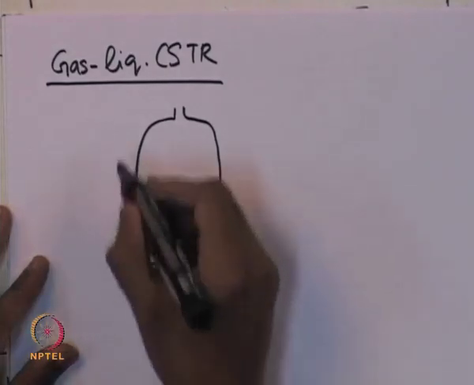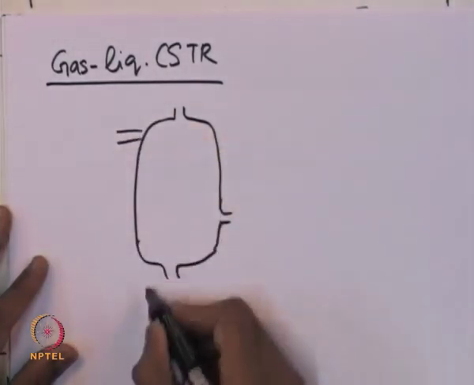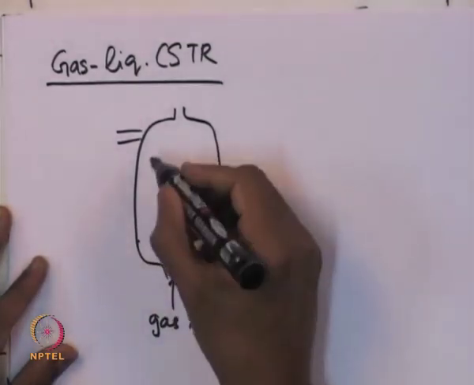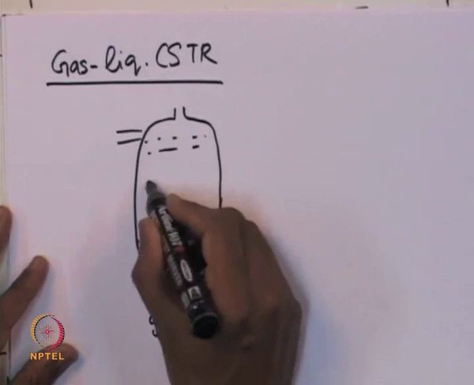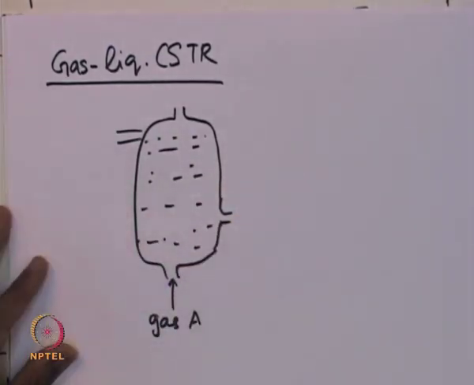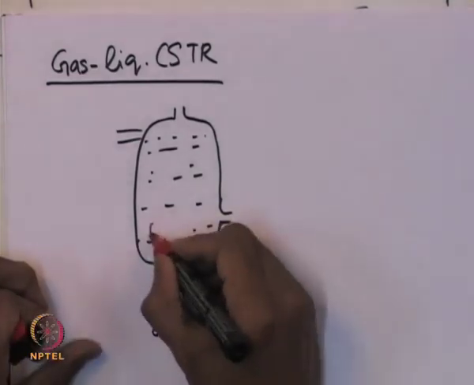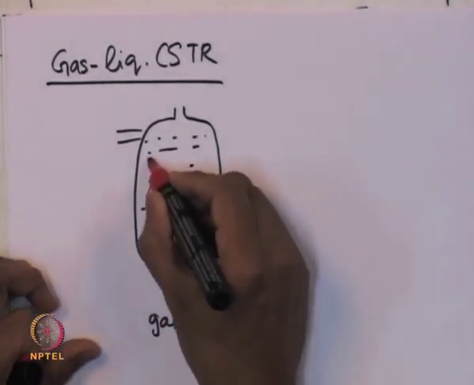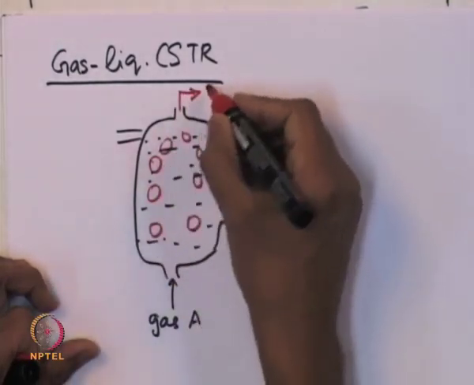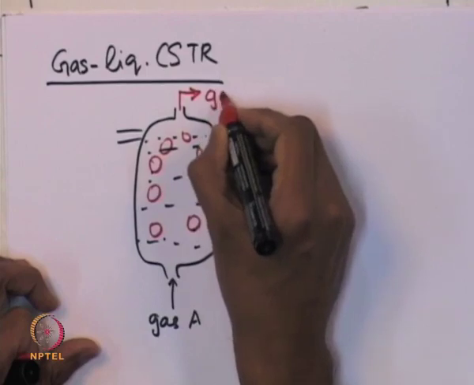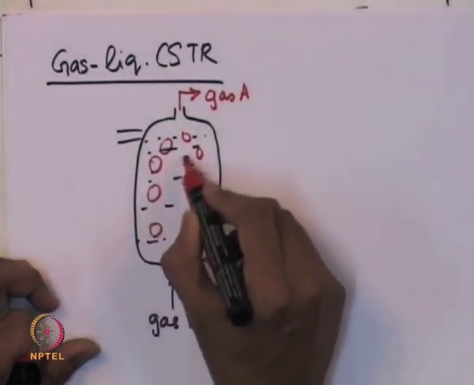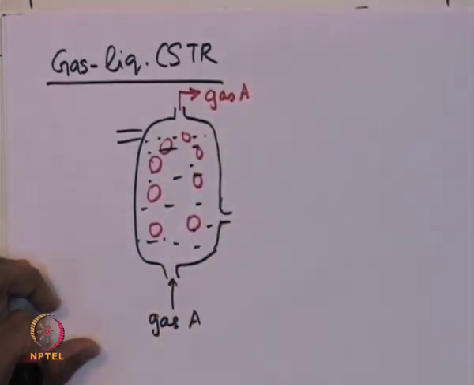Suppose I take a tank and let us say that the gas A is being bubbled through the liquid. So, let us say the tank is filled with liquid and gas A is bubbled through this liquid inside, and then it leaves the reactor from the top. So, that is gas A, which is entering from the bottom and is being bubbled inside, and then it leaves from the top of the reactor.